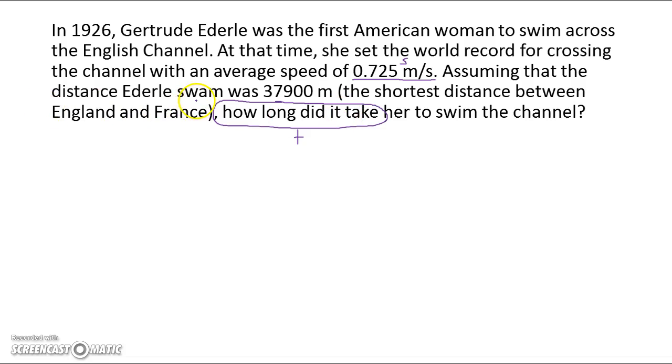And assuming that the distance she swam was, oh, there's our distance. Okay, the shortest distance between England and France. How long did it take her to swim the channel? Okay, but we don't have a direction. We don't have anything else, right?